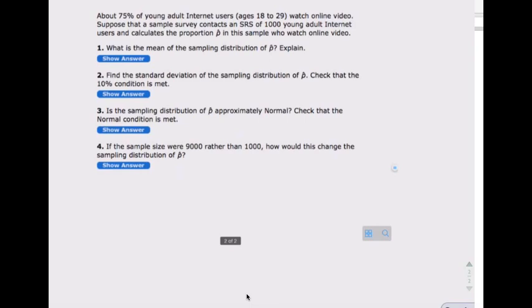Okay, so let's look at this one. It says about 75% of young adult internet users, ages 18 to 29, watch online videos. Suppose the sample survey contacts a simple random sample of 1,000 young adult internet users and calculates the proportion p hat in the sample who watch the online video. What's the mean of the sampling distribution of p hat? Then explain.